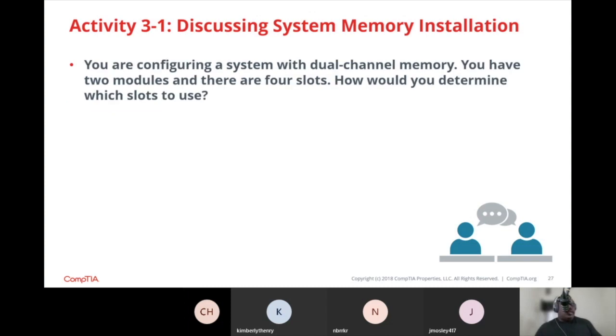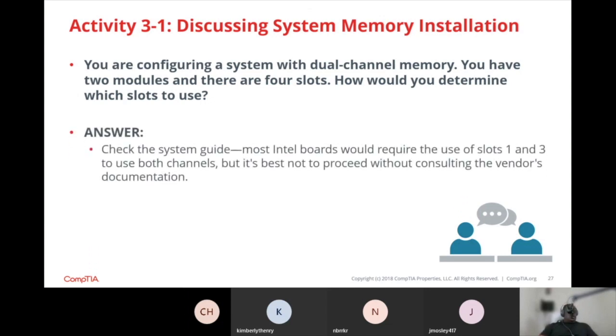Okay, so you're configuring a system with dual channel memory. You have two modules and there are 4 slots. How would you determine which slots to use? The types of modules, the two modules that are the same would go in one channel. Close. You would check the system guide. Most Intel boards will require the use of 1 and 3 to use both channels, but it's best not to proceed without consulting the vendor's documentation.